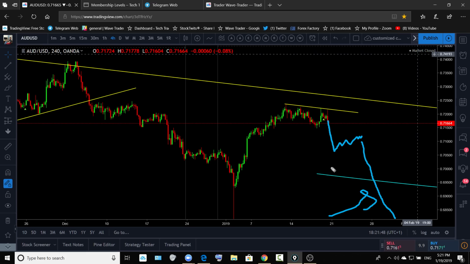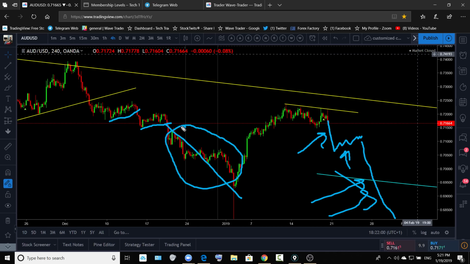Currently we don't see price action for this one more drop. We don't see that price action like that. So we don't see price action, so there is no trade. We don't see that trade right now on the Australian dollar, US dollar at this area. So what we see is correction.